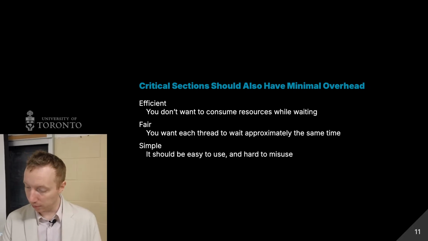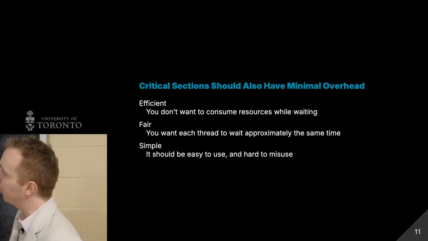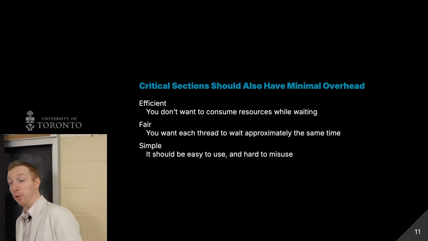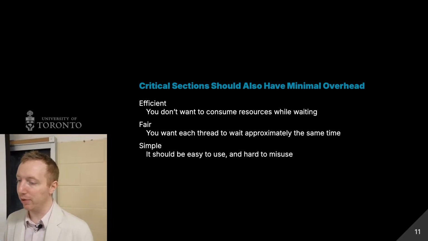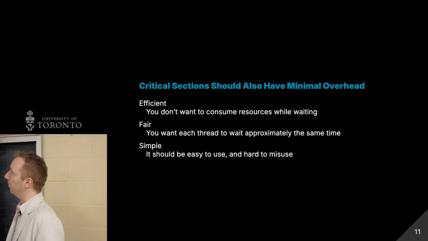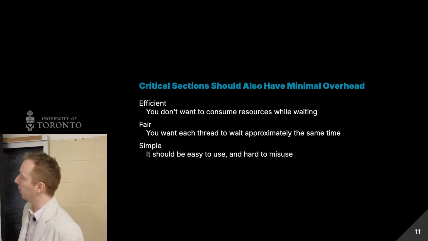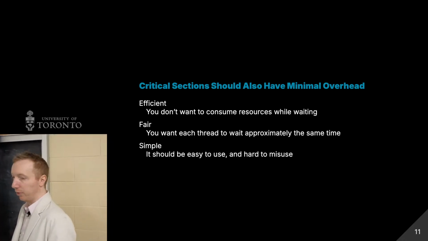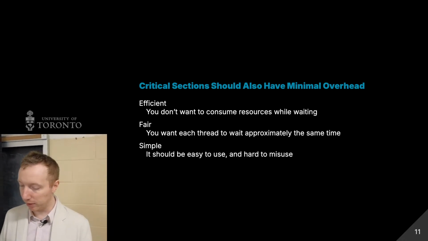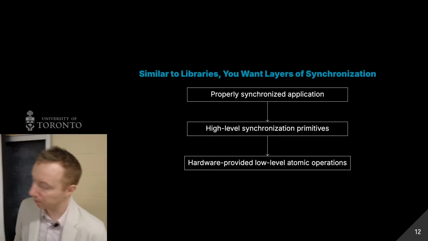All right, so practically, if you were to use threads and you want things to go actually fast instead of slowing down, your critical sections need to have minimal overhead. You need them to be efficient. You don't want to consume resources while waiting. You want it to be fair, so you want each thread to wait approximately the same amount of time, and they should be simple, so they should be easy to use, hard to misuse. That's generally the design for any kind of library.